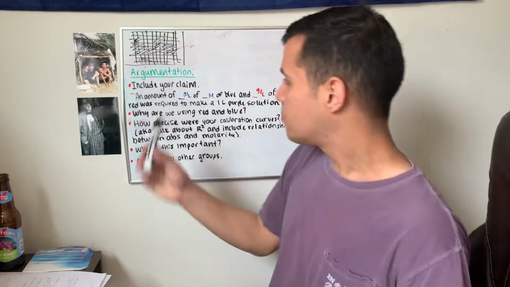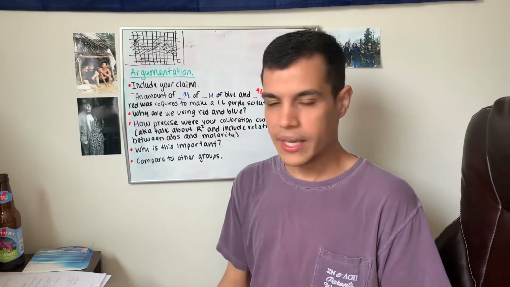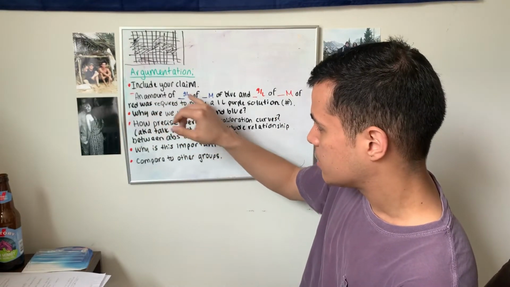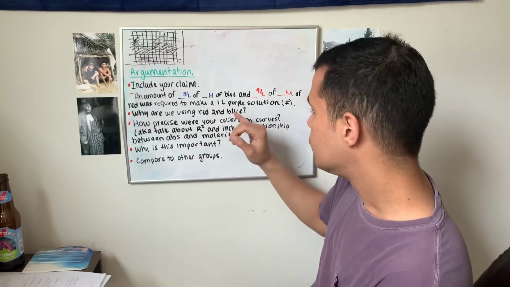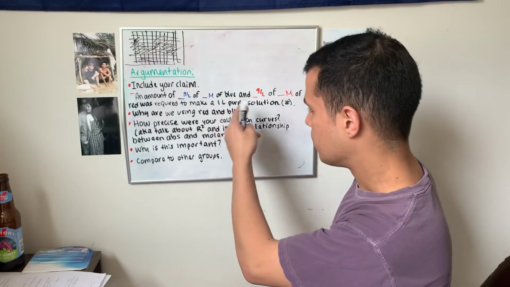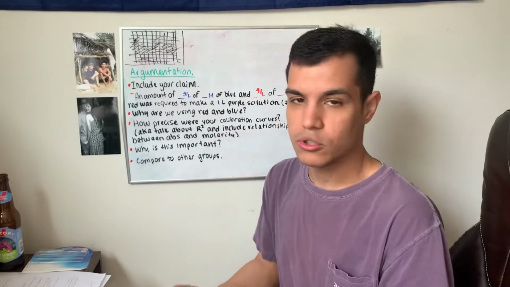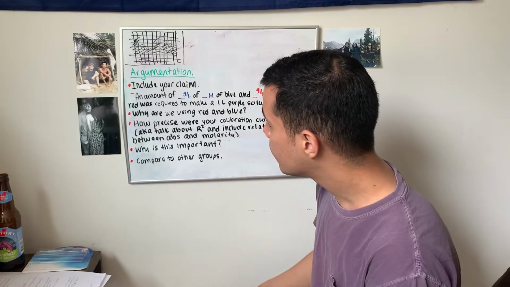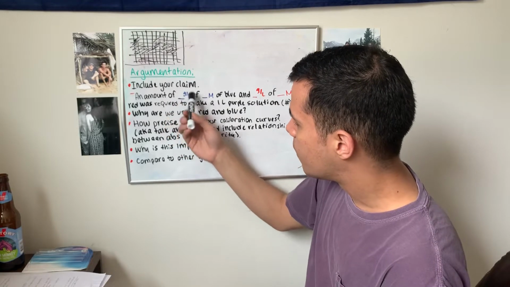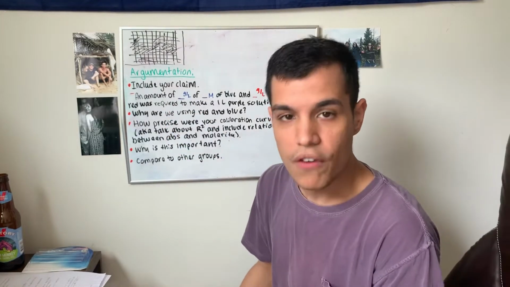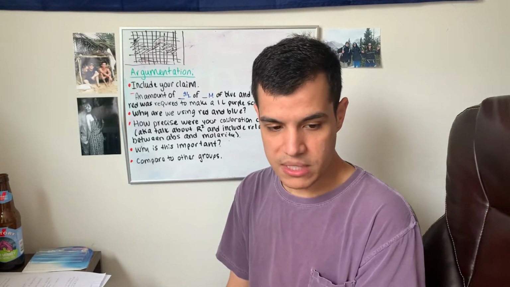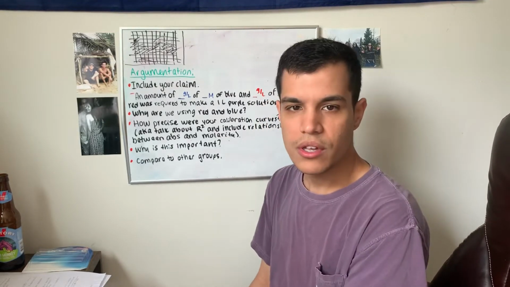Alright, so for the third part, the argumentation, you want to include your claim. An example of a claim would be this one. It says an amount of blank grams per liter, of blank molarity of blue and the same thing of red, was required to make 1 liter of purple solution, whatever number, if it was purple solution 1, 2, or 3. So by this, you're telling me how much of blue you used at what molarity, because having 1 molar of something is not the same as having 10 molar, because 10 molar is way stronger than 1 molar.